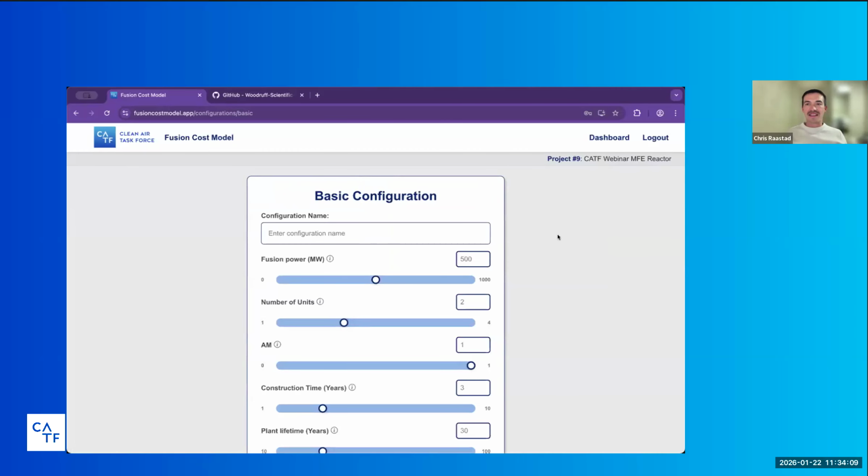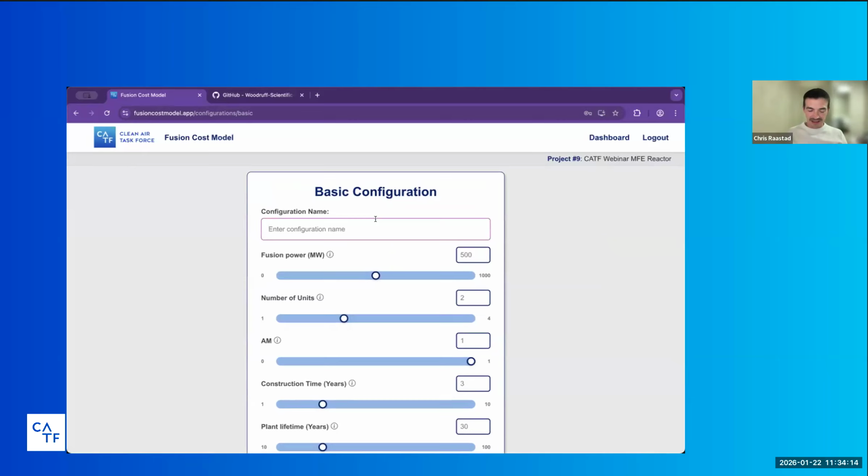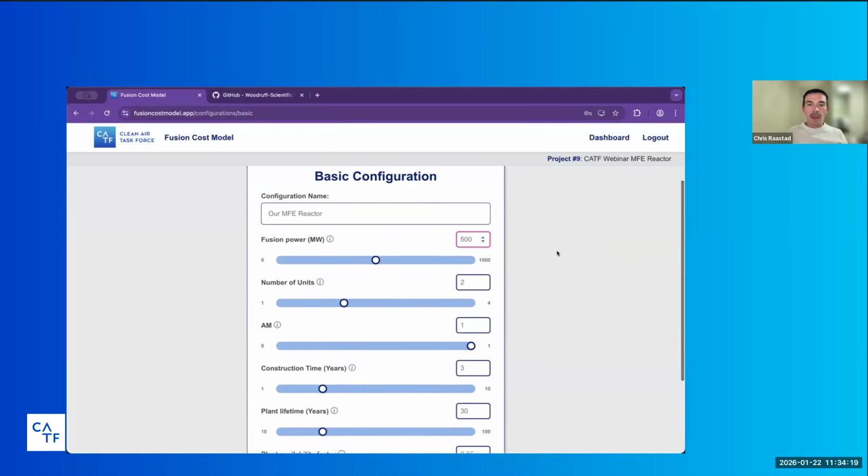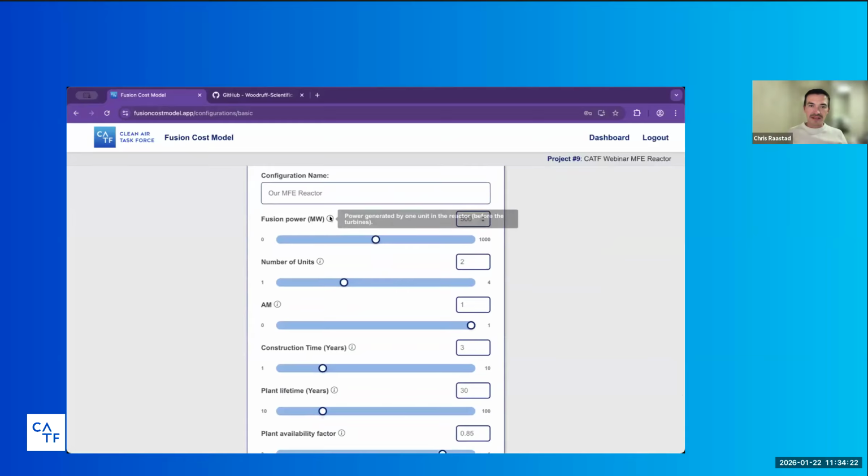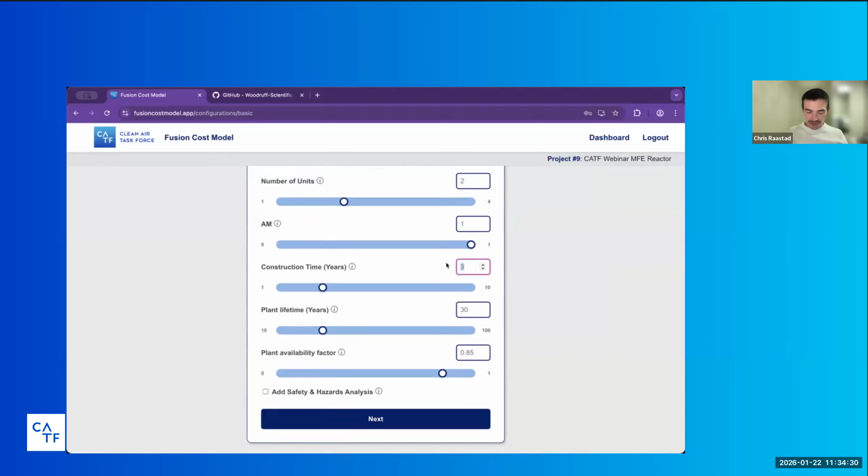So configuration is the inputs for a cost calculation and report generation. So our MFE vector, as with most of the values, you can just use the defaults for just playing around with the code. Little tool tips will tell you what exactly things do. So we will up construction time to 6 years. You can use sliders or type in values to set the values. And so in the cost model, we have an option to include or not include the safety and hazards analysis.